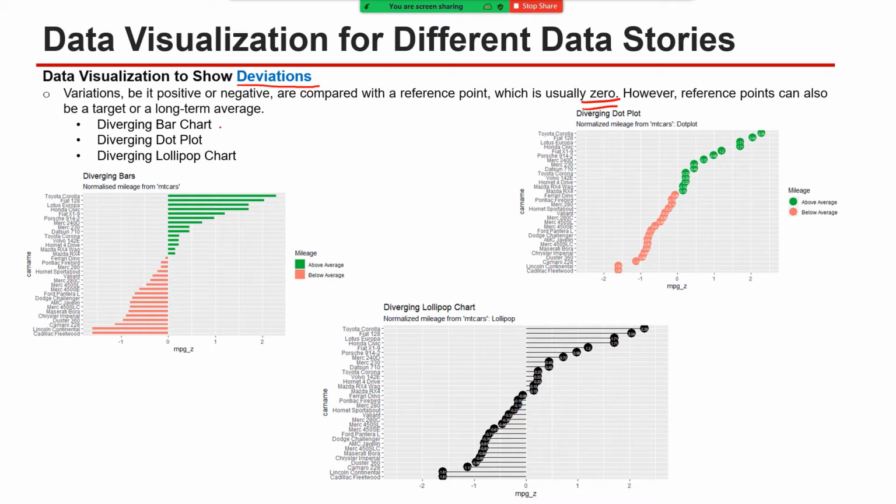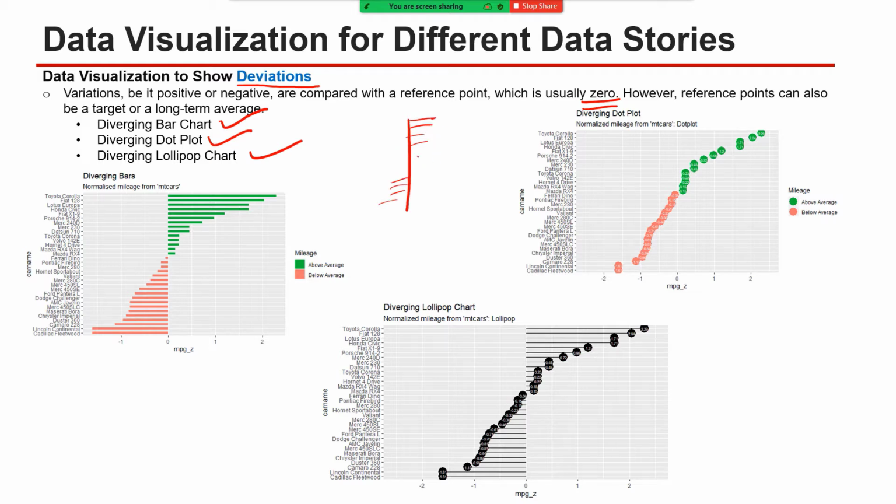So for that we can plot either the type of bar chart known as a diverging bar chart, or we can use a diverging dot plot, or we can use a lollipop chart. That is a diverging lollipop chart. Basically, the objective of all three plots is the same: from the reference point, we want to see which data points are above that reference point and which are below it.